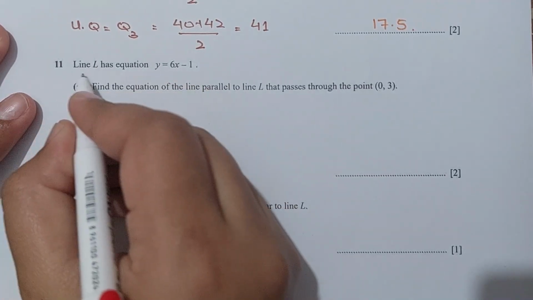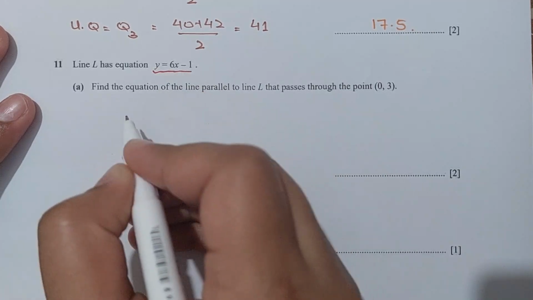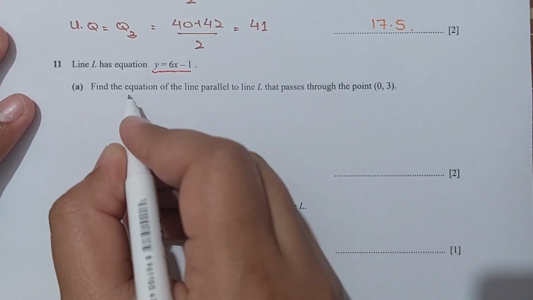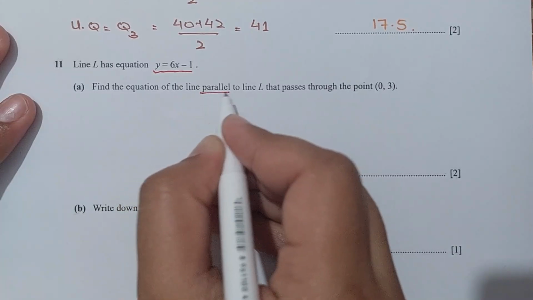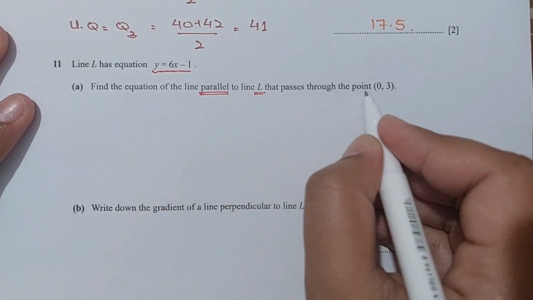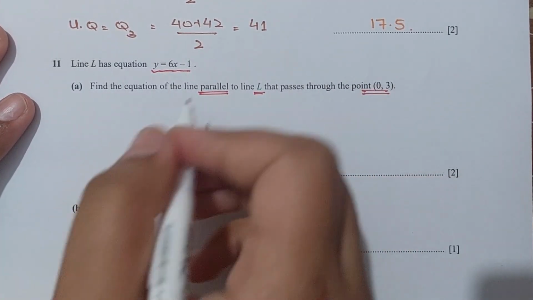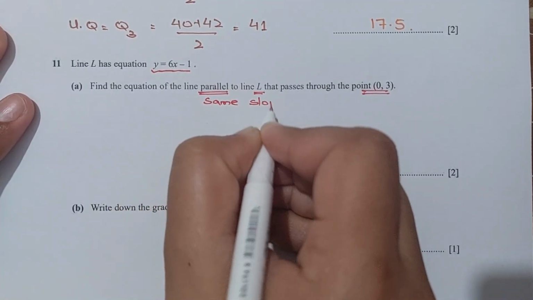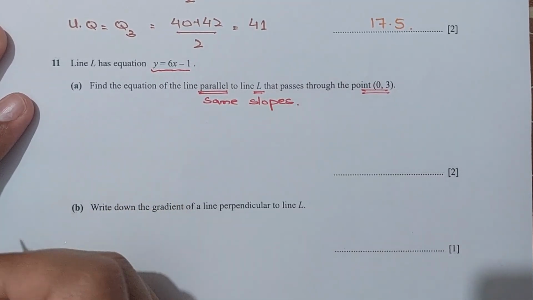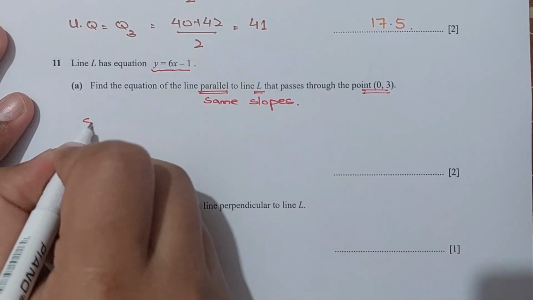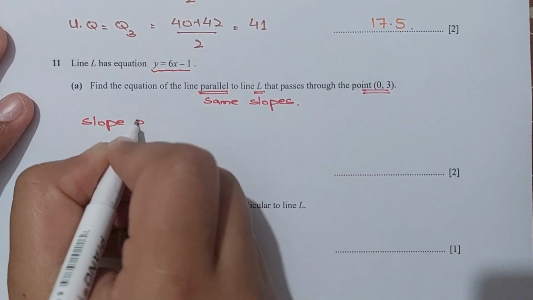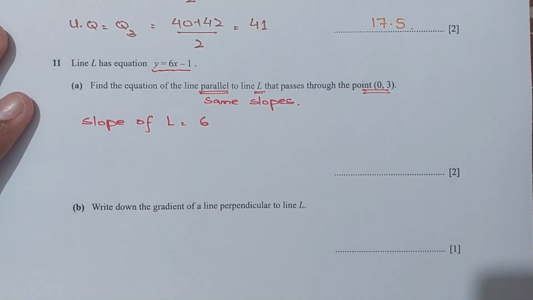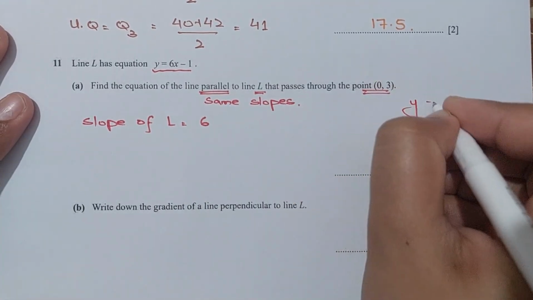Question number 11. Line L has the equation y equals 6x minus 1. Part 1. Find the equation of the line parallel to line L that passes through this point. If they are parallel, it means they have the same slopes, or we can say the same gradients. Here the slope of line L is equal to 6, the coefficient of x, in y equals mx plus c.